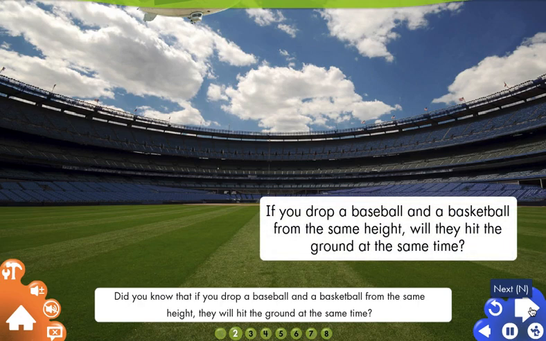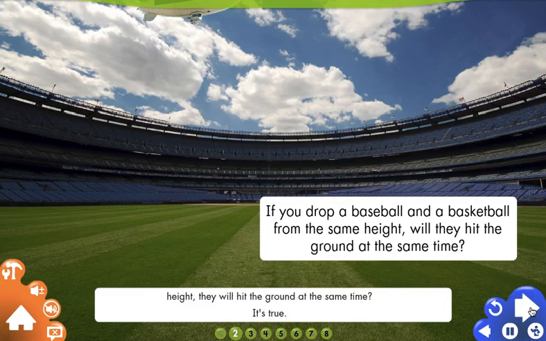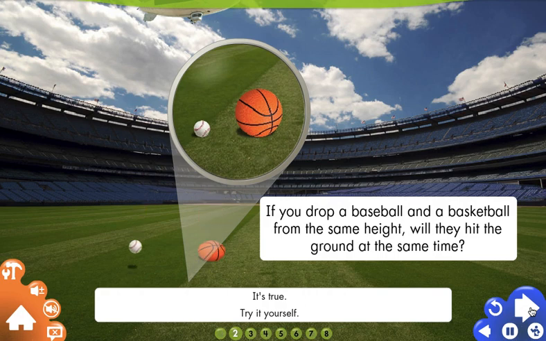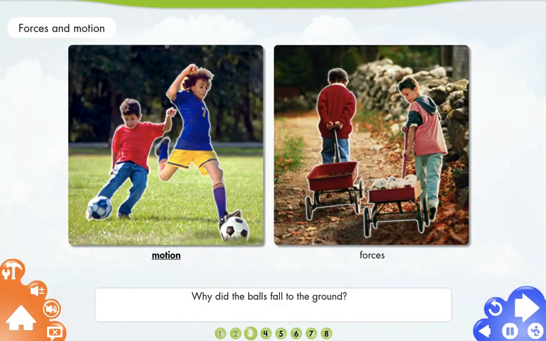Did you know that if you drop a baseball and a basketball from the same height, they will hit the ground at the same time? It's true. Try it yourself. Why did the balls fall to the ground? Because of a force called gravity.